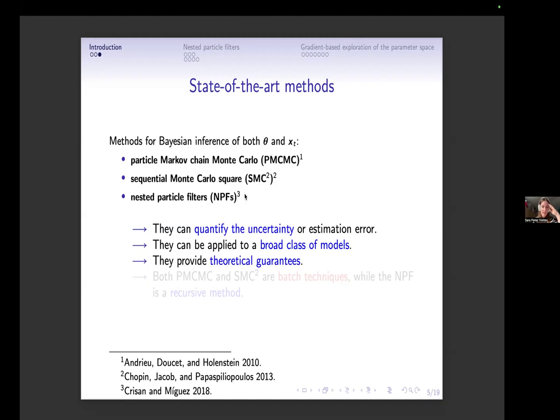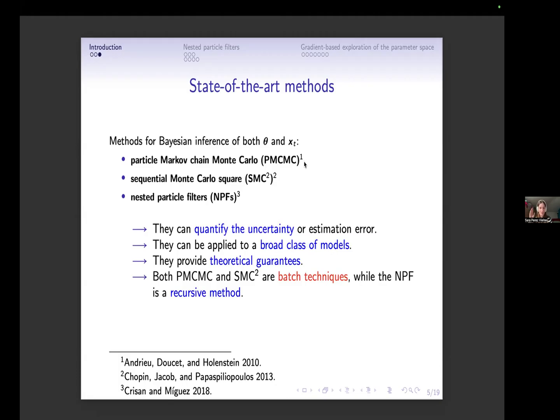And the reason why I want to focus more on the nested PF is that the first two methods, PMCMC and SMC square, are batched techniques. That means that not at every time step, but at some point in the time sequence, you will have to reprocess all the data from scratch, from Y1 to YT. For example, if you change some parameter sample, you are changing the model, so you would have to rerun everything from scratch.